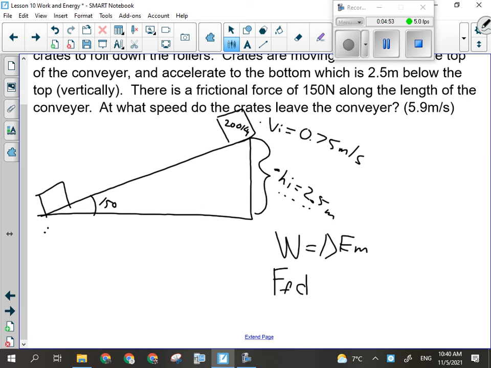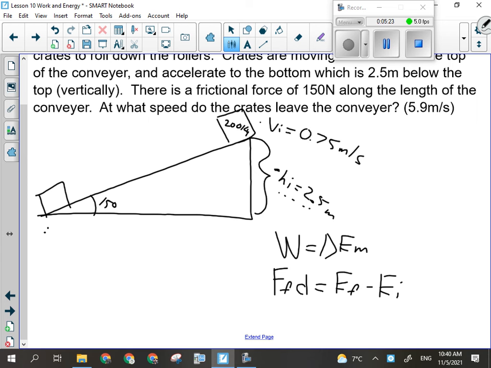Okay? All right, so we know that the force of friction is what's causing our mechanical energy change. There's a difference between the top of the ramp and the bottom of the ramp due to the force of friction acting over the length of the ramp. That's the other key thing. Friction doesn't act over 2.5 meters. It acts along this part of the ramp because that's where that force exists.